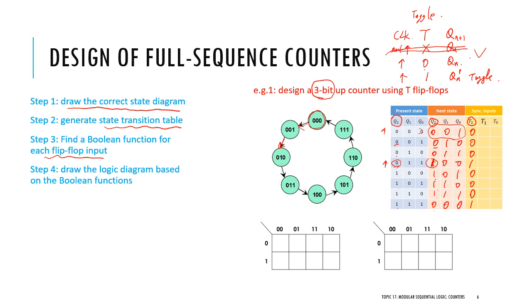So for T1, we need to look at Q1. So 0, 0, no change. 0, 1, toggle. 1, 1, no change. 1, 0, toggle. 0, 0, no change. 0, 1, toggle. 1, 1, no change. 1, 0, toggle. And similar for T0.